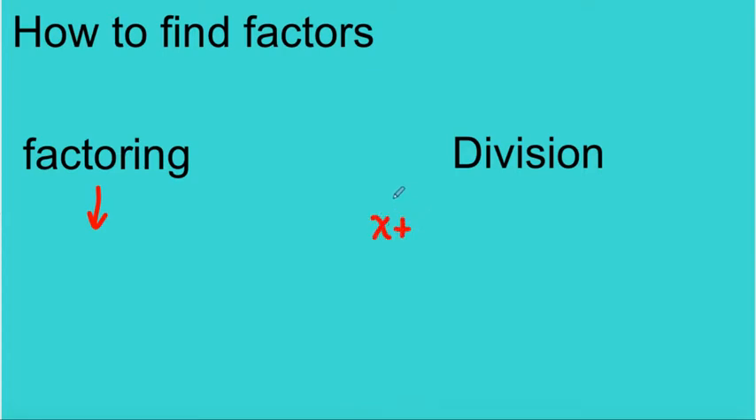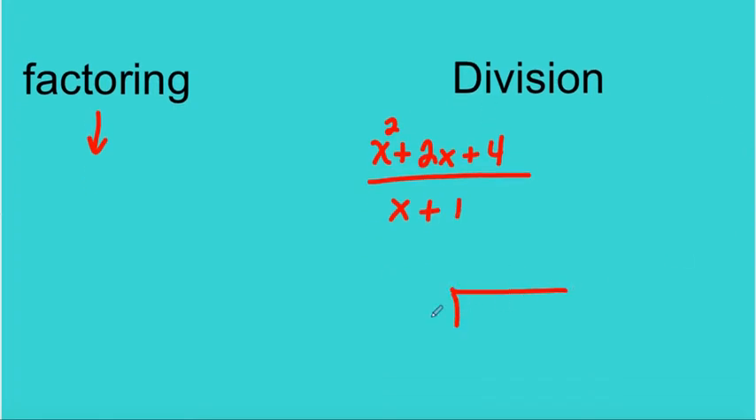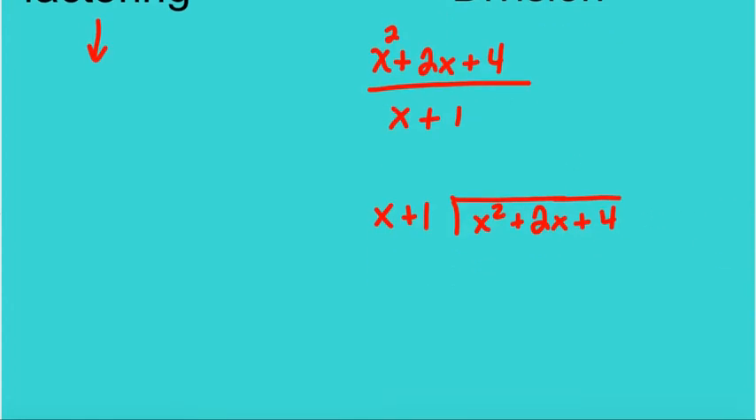So if I gave you x squared plus 2x plus 4, I can find factors by dividing by x plus 1. I could find factors, even if it's not factorable, by dividing. So I could do x plus 1 into x squared plus 2x plus 4. All right, so let's look at that for a second. Let's see what happens. As a reminder, with polynomial long division, I'm really basically just doing what we would do if we were doing long division.